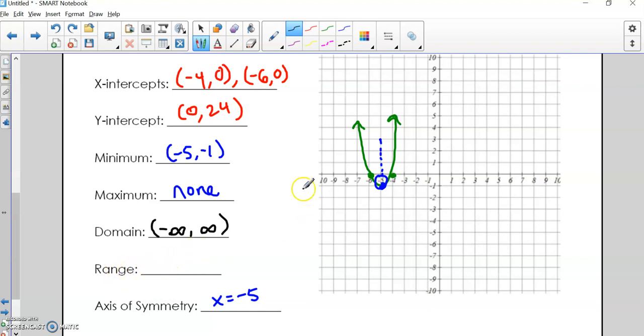And range, so the lowest point on our graph is going to be right over here, right? And range focuses on y values, so we know that our range starts at -1. Now we have to give -1 a bracket because it's a regular number on the graph. And our graph goes up and up forever and ever, so it goes towards infinity.